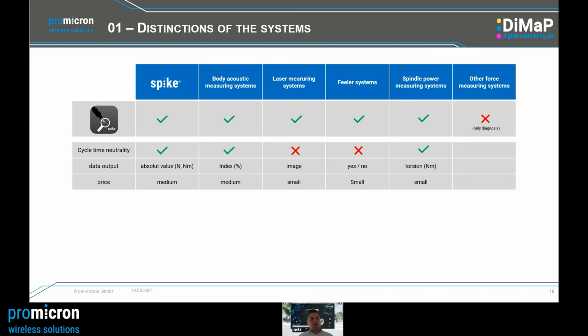Price is here also a very interesting point. Sure, a feeler system, a laser system, or even the spindle power measuring system, which is completely integrated for all processes, I would list the pricing as small compared to a Spike or a body acoustic system, which has more effort, more techniques to implement, and that's why the price is also a little bit higher.